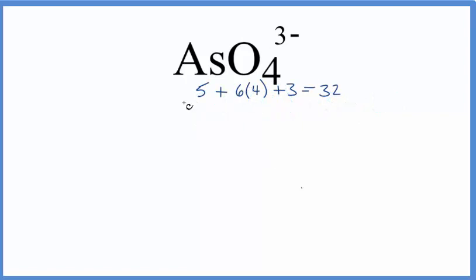So As is less electronegative than the oxygen here. We're going to put that at the center. And then we have 4 oxygens. We'll just put them around that central atom.